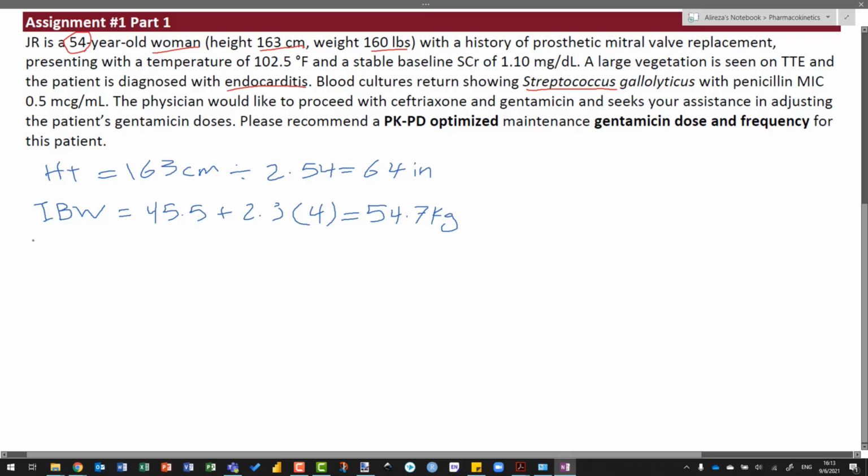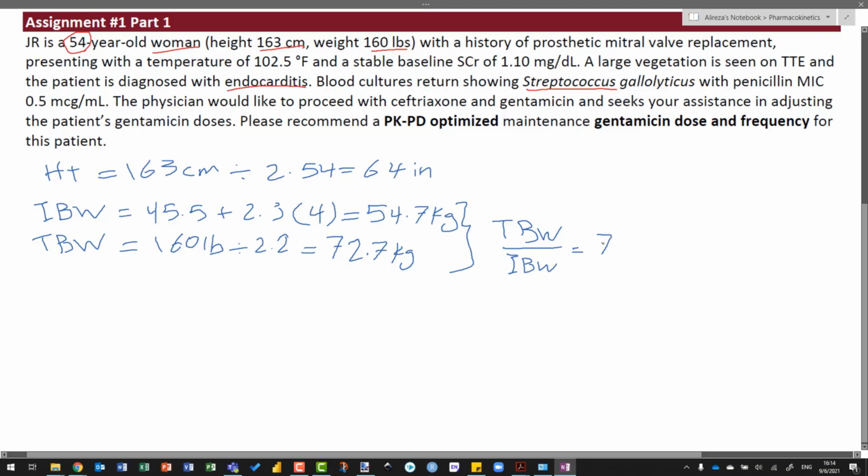Now remember the total body weight was given, so total body weight is actually 160 pounds, which we can convert to kilograms. If you just divide by 2.2, which gives you 72.7. Now the total body weight is more than ideal body weight. The question is, is it more than 30%? So if you do a ratio of total body weight to ideal body weight, 72.7 divided by 54.7, which is 1.33, which means that it's definitely more than 1.3 times ideal body weight. So because it's more than 30%, we need to use adjusted body weight to be more accurate.